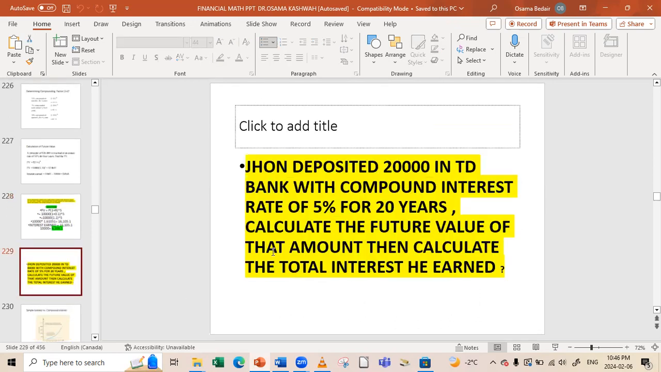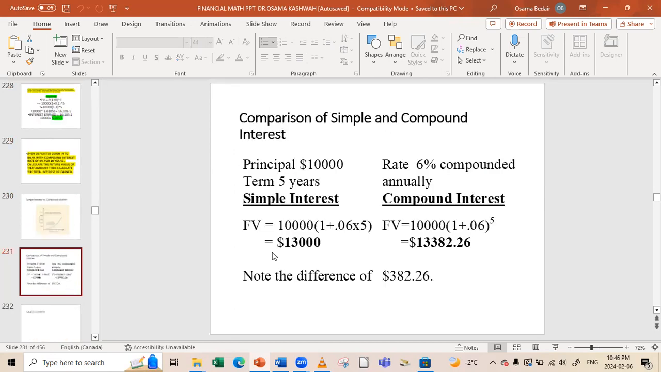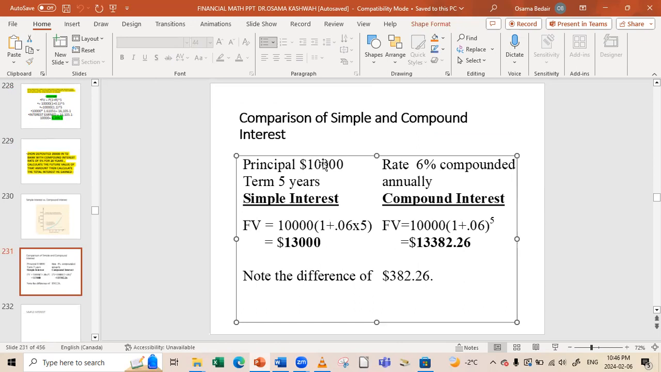This is another example. And here we are trying to compare between two amounts. The same $10,000 invested for 5 years with simple interest of 6%, or the same amount, 10,000, is invested for 5 years with compound interest of 6%.